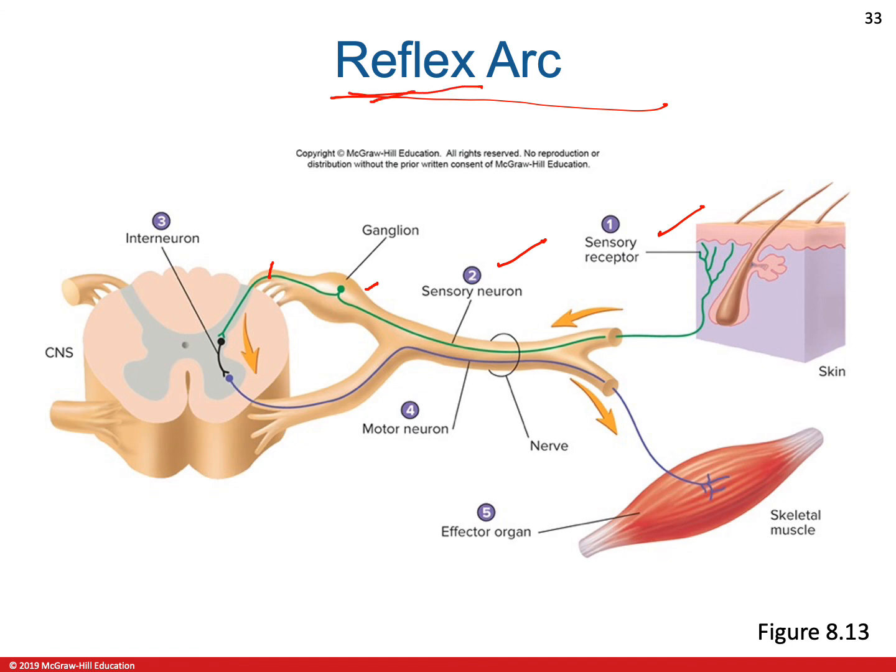So the reflex arc is the simplest or the smallest, the basic functional unit of the nervous system. Why? Because it's the smallest, simplest pathway capable of receiving a stimulus and yielding a response. Okay?